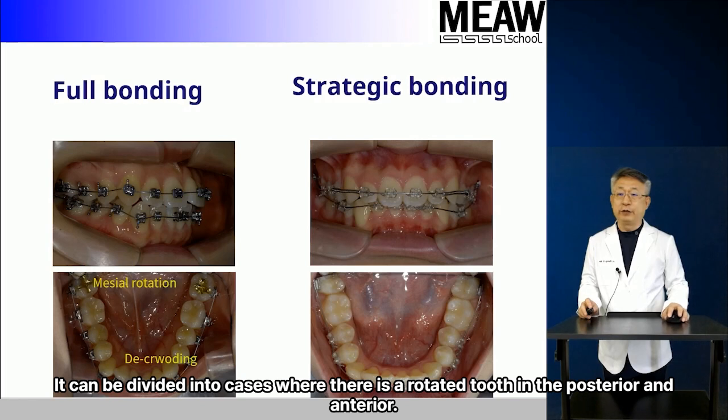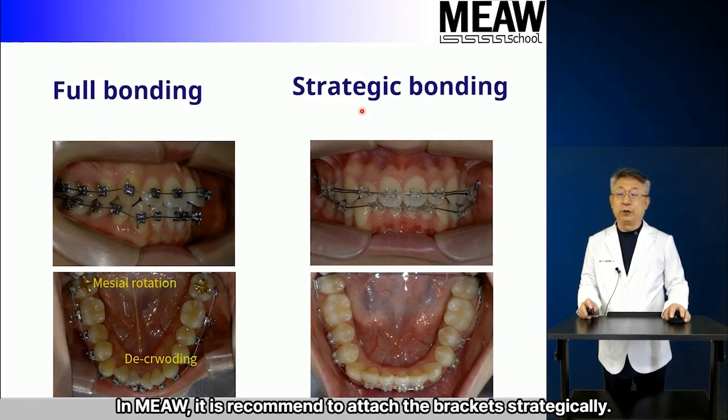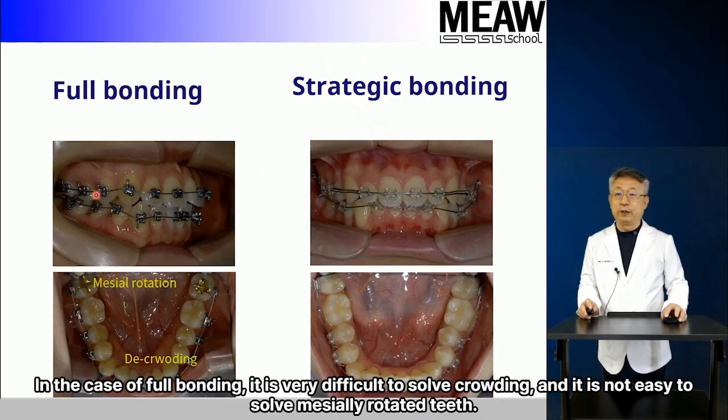It can be divided into cases where there is a rotated tooth in the posterior and anterior. At this time, full bonding or strategic bonding can be performed. In Mio, it is recommended to attach the brackets strategically. In the case of full bonding, it is very difficult to solve crowding, and it is not easy to solve mesially rotated teeth.